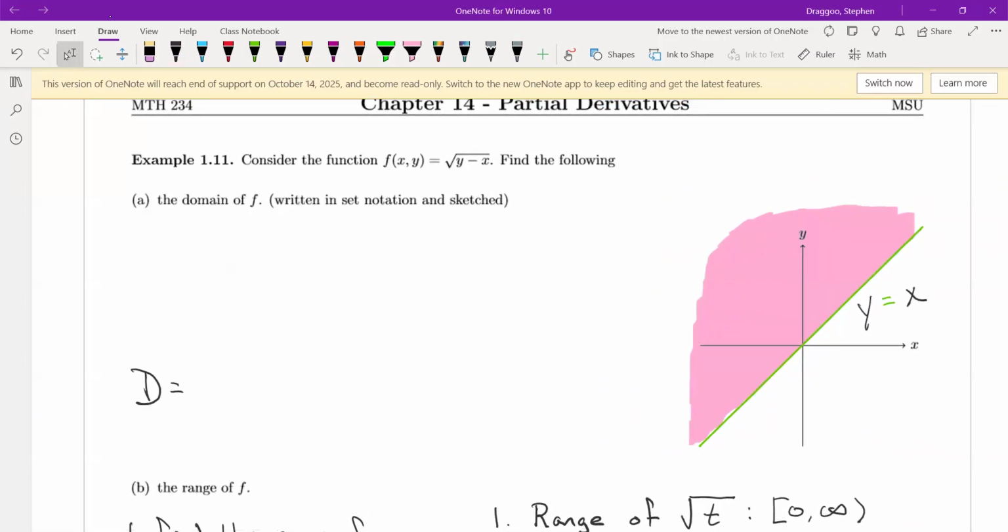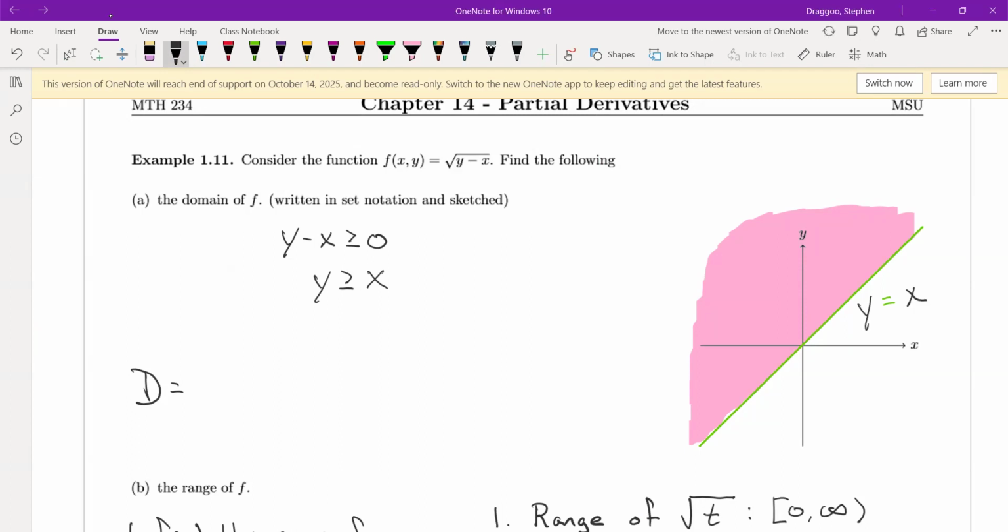Considering the function, the square root of y minus x, find the domain. Well, if I have a square root in my function, I should just make sure that the inside of that square root is greater than or equal to 0. Which means y is greater than or equal to x. Translating that into a graph, that looks like all of the area that is above the line y equals x.